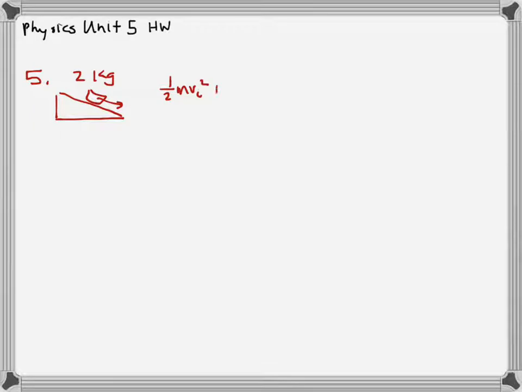So we're going to start with a 2 kilogram block, and we're going to have it slide down a ramp. And because there is going to be friction, we're going to have some increase in internal energy. But we're going to use conservation of energy to solve this particular problem. So we start off with our energy equation, 1/2 mv squared plus mgh plus the initial internal energy is going to equal the final 1/2 mv squared plus mgh plus the final internal energy.